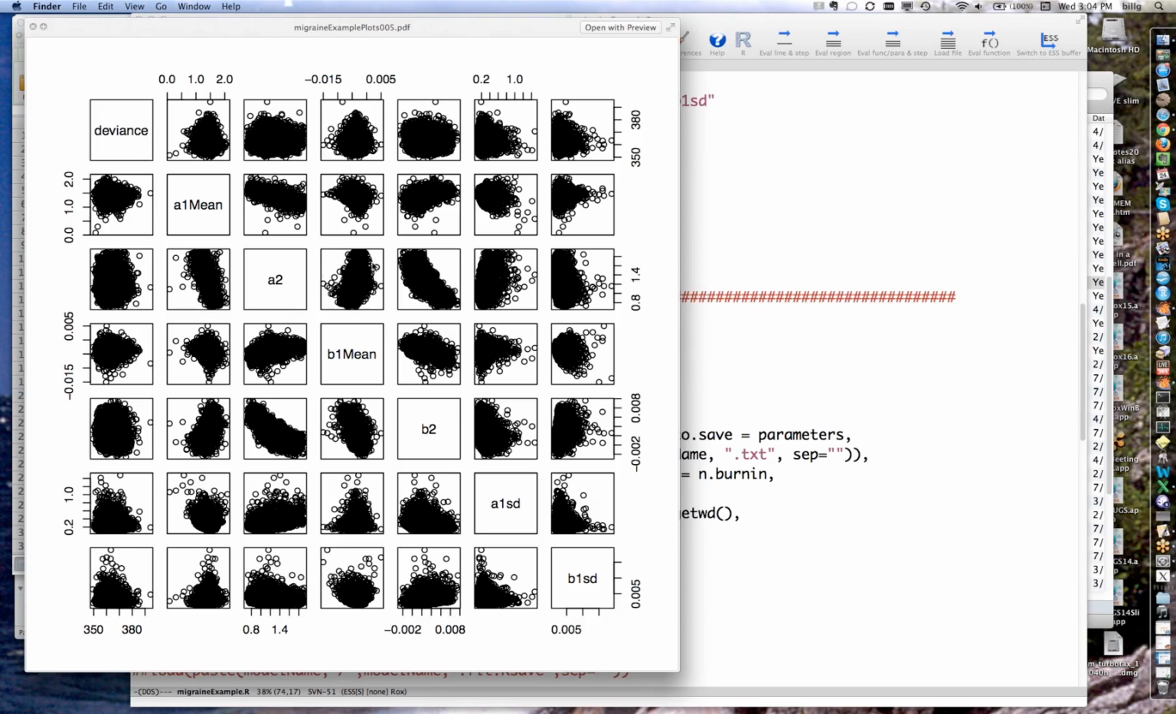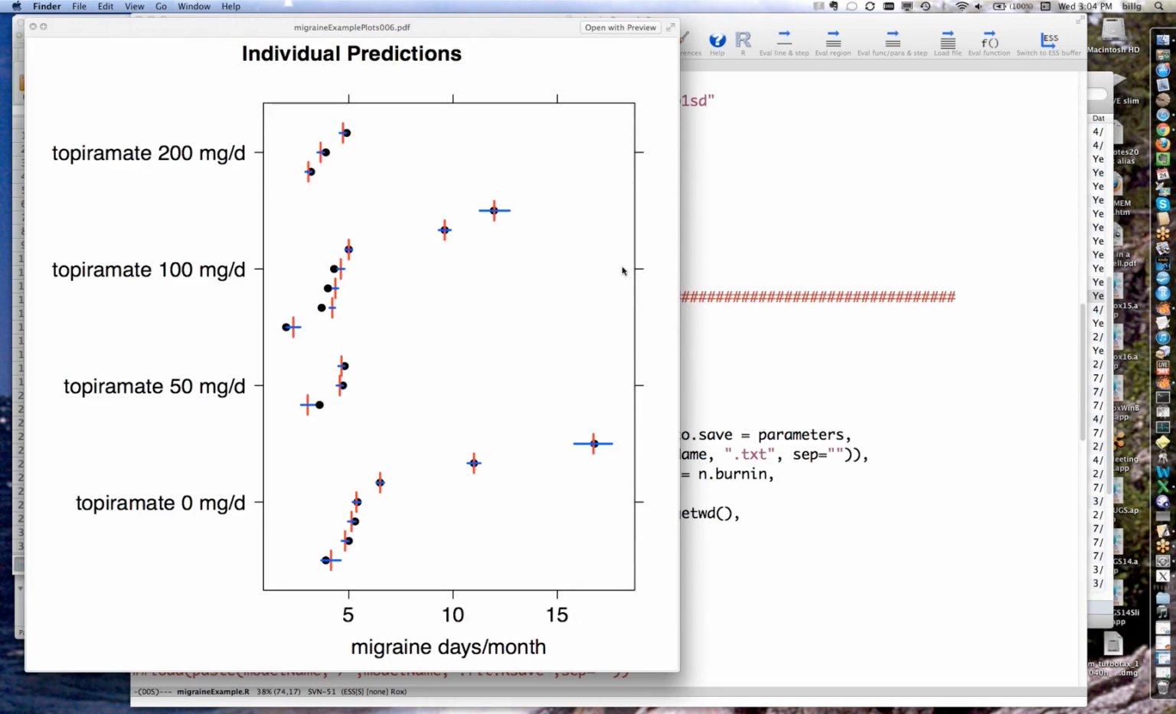There isn't a lot apparent from some of the others. There's a few strange things. If you look at the standard deviation here, there's some things that are a little funny, but not grossly so. Okay, enough of that. Okay, here's our individual predictions.